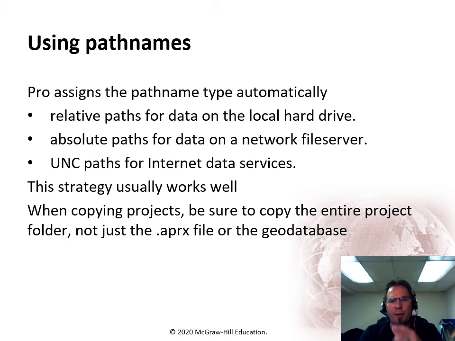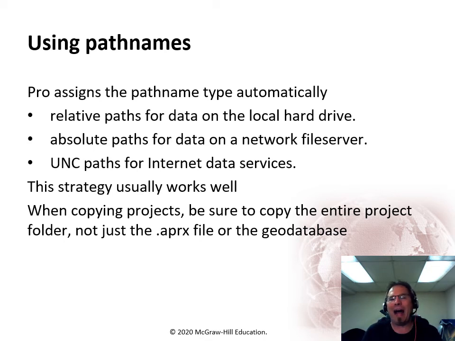So, excuse me, ArcGIS Pro assigns the path name automatically. Usually it's relative paths for a local hard drive, which makes sense because that way it's easier to go up and down in levels. Or absolute paths for a network file server. So if you're bringing in data from, let's say, a portal somewhere out on the web or in the cloud, then yes, it's going to assign an absolute path for that. Or a UNC path for internet data services.